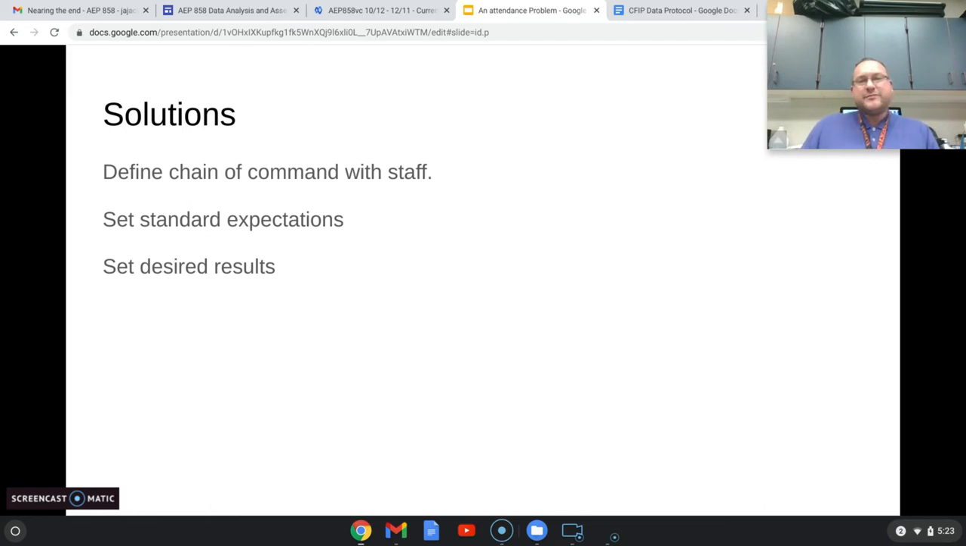A solution. Well, first, you have to define the chain of command with staff. In other words, create a system. For instance, staff have 2 options. You either mark the student present or you mark them absent. If they are absent, then it is up to the office and the attendance counselors and the principal to decide whether or not that absence is excused or unexcused.